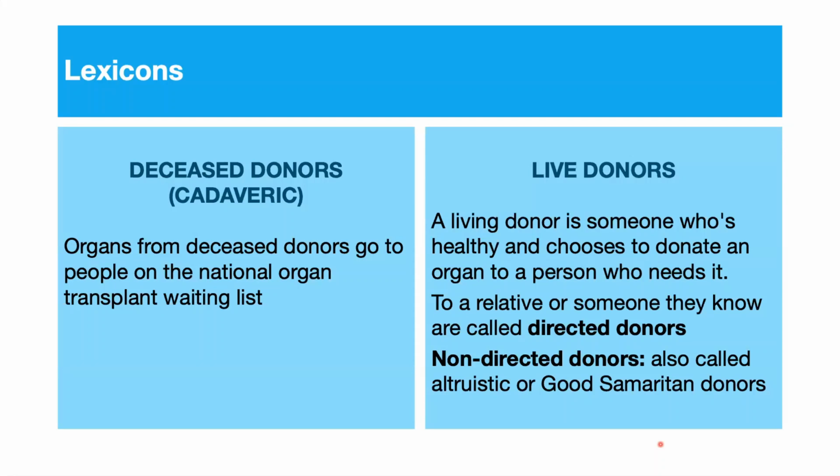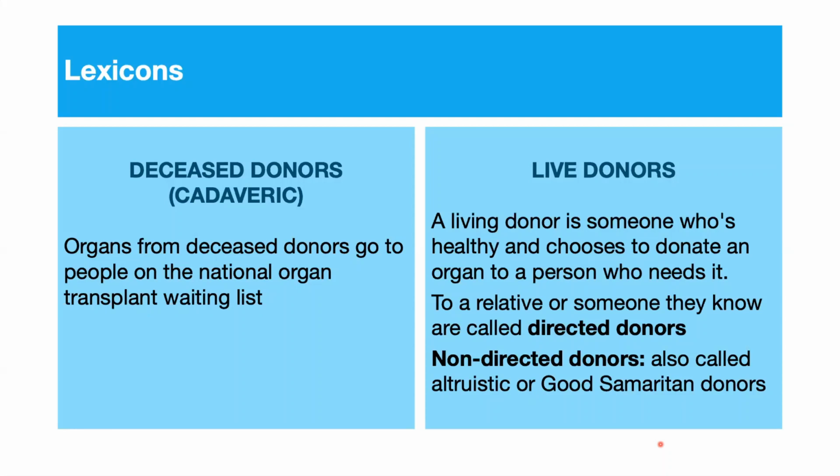The other terminology that you should remember is deceased donors or cadaveric transplant, where organs from deceased people are harvested and given to recipients, but usually they are given to recipients on a sort of waiting list, okay? Live donors is one of the common things that's happening now, where a healthy person chooses to donate either his organ or maybe part of his organ to a person who needs it.